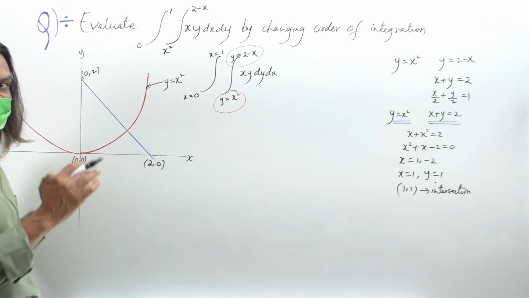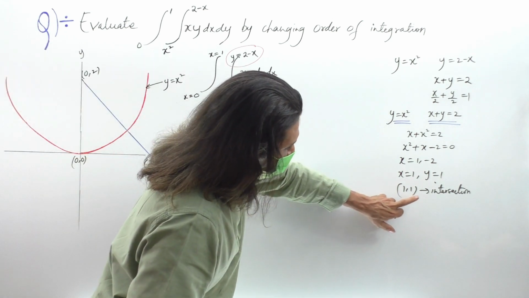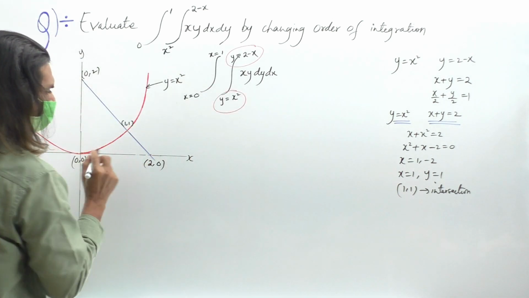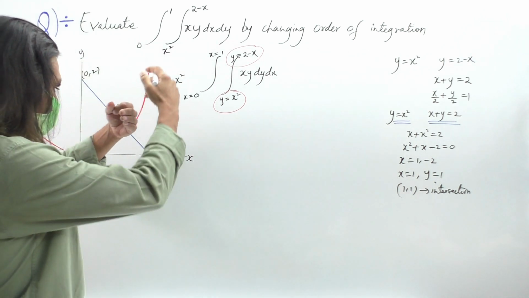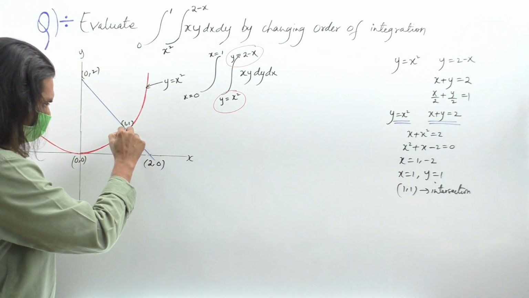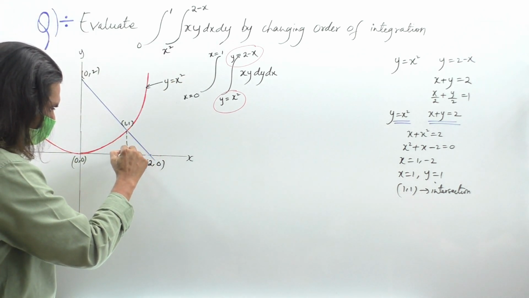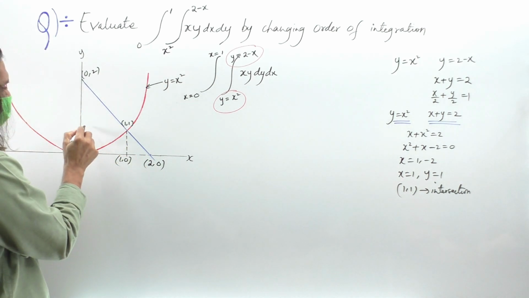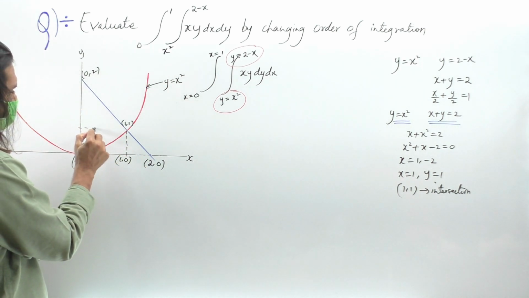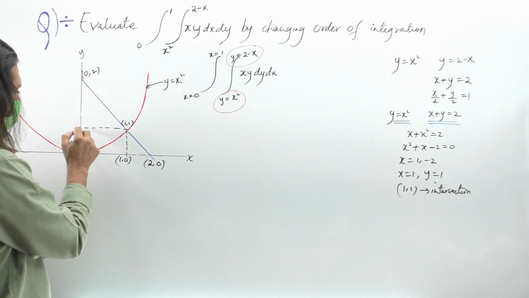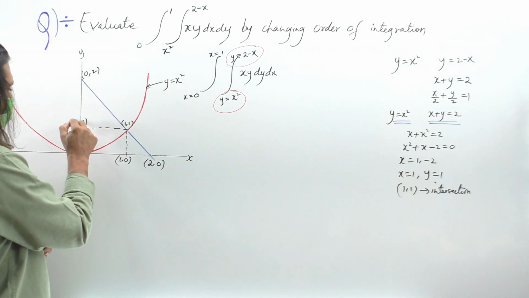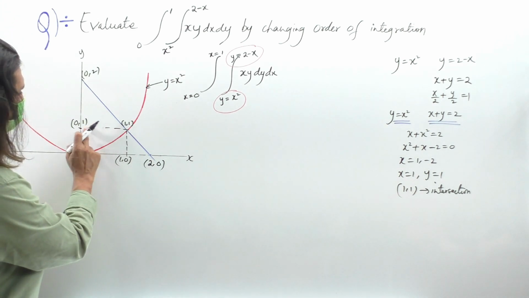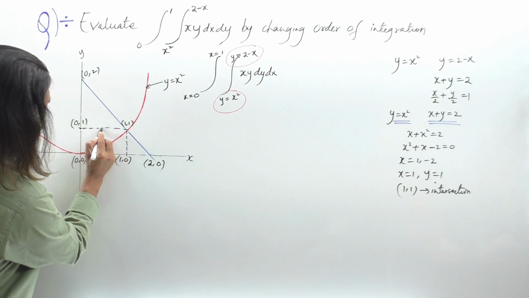The next is the point of intersection. We have found the point of intersection as 1, 1. So that will come here. Now what to do next? Drop the point on the x-axis. So this will be 1, 0. And let's drop this on the y-axis. This is 0, 1. Okay, fine. Now we have got the graph ready.